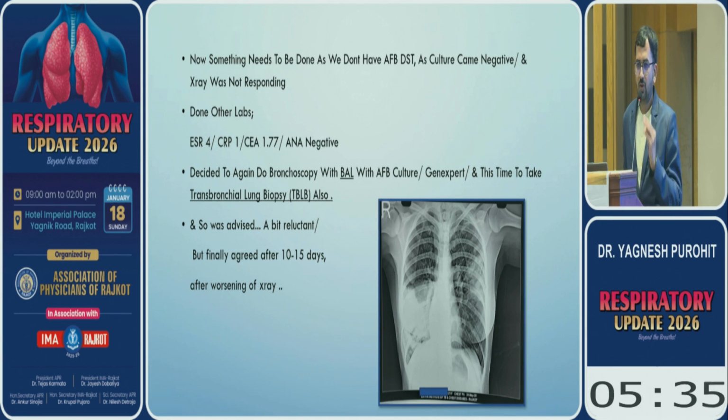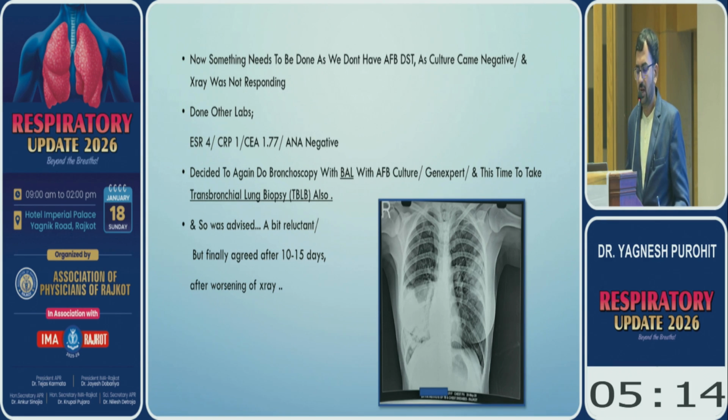Now at that time we need definitely to do something, as patient is not improving and culture came negative. We have done other reports to rule out other diseases. So ESR, CRP was normal, CA was normal, ANA was negative. So decided to do the bronchoscopy again to take the BAL, and this time to do the transbronchial lung biopsy also. So she was advised TBLB.